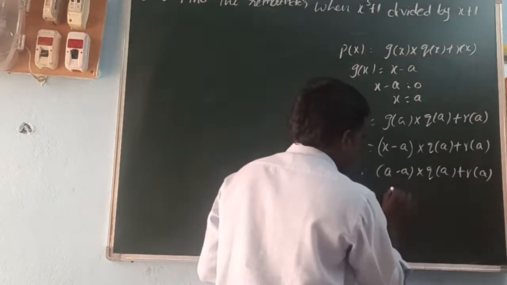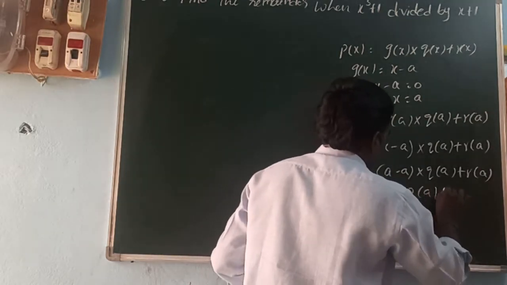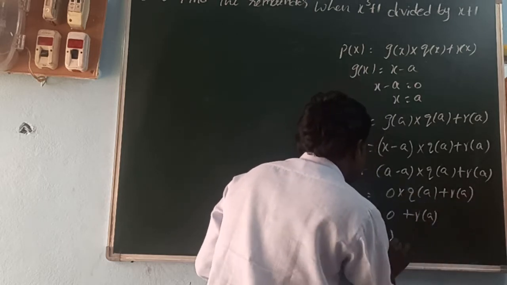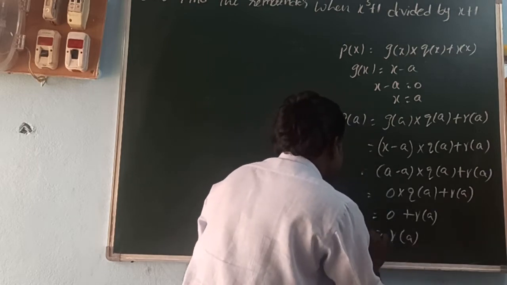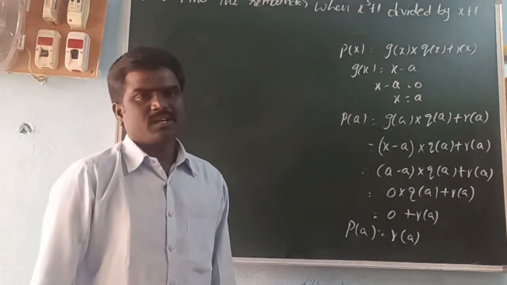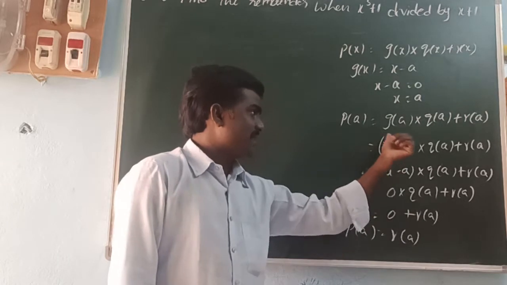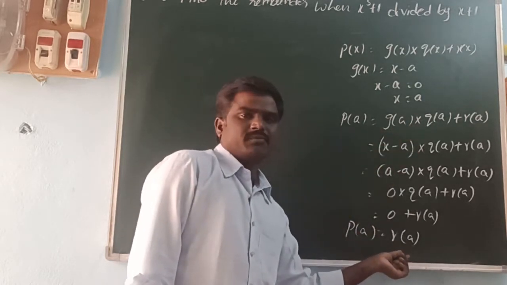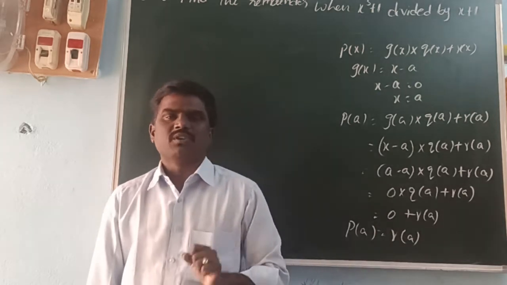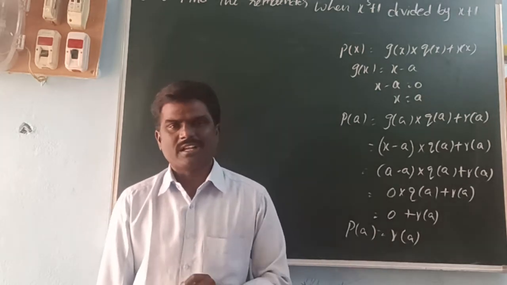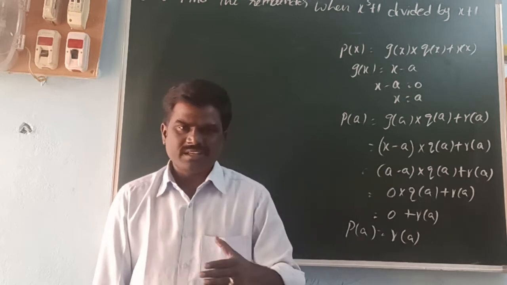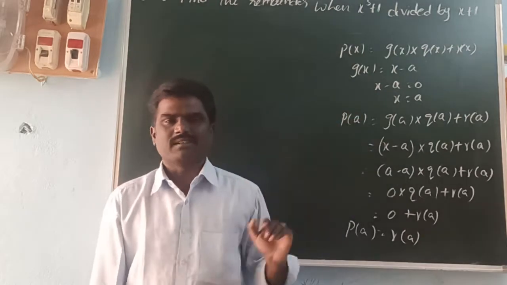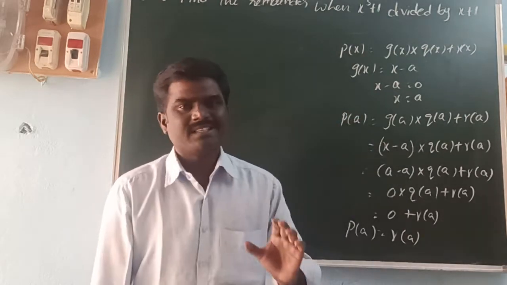a minus a is 0, and 0 multiplied with anything gives 0. So it is 0 plus r of a, that is r of a. So p of a is equal to r of a. In the place of the variable x we can put the value a, and we get p of a is equal to r of a. If we put a numerical value for x and get 0, then the divisor is a factor. Otherwise, what we get is the remainder.